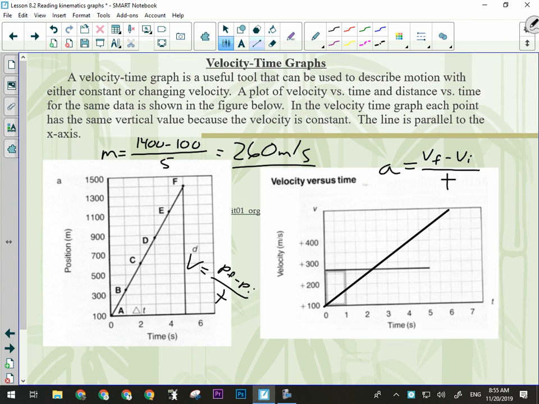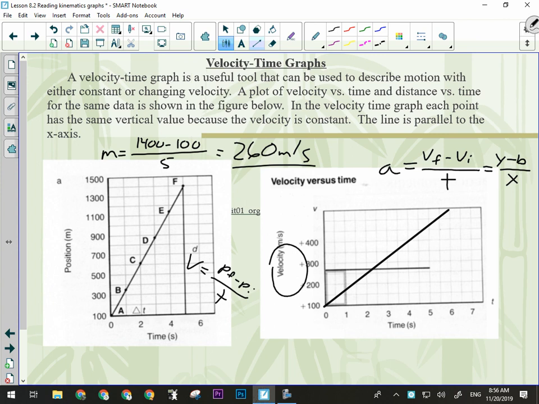Which is what I did right here. Everybody follow me on that? So I found the change in y and divided it by the change in x, and I got the speed, which was the slope of the line. Well, on here, the change in y is the change in velocity, and the change in x is the change in time. Same formula, but it means something different.